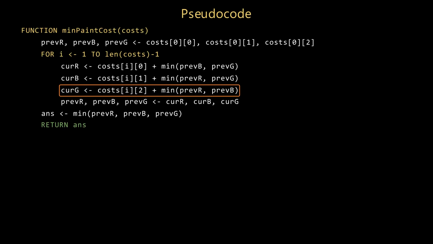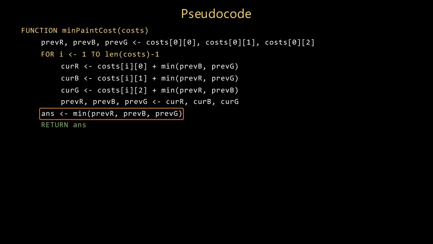Compute current green using the cheaper previous red or blue path. Shift previous totals to this current row. After all houses, the answer is the minimum of the 3 totals. Return that minimum value.